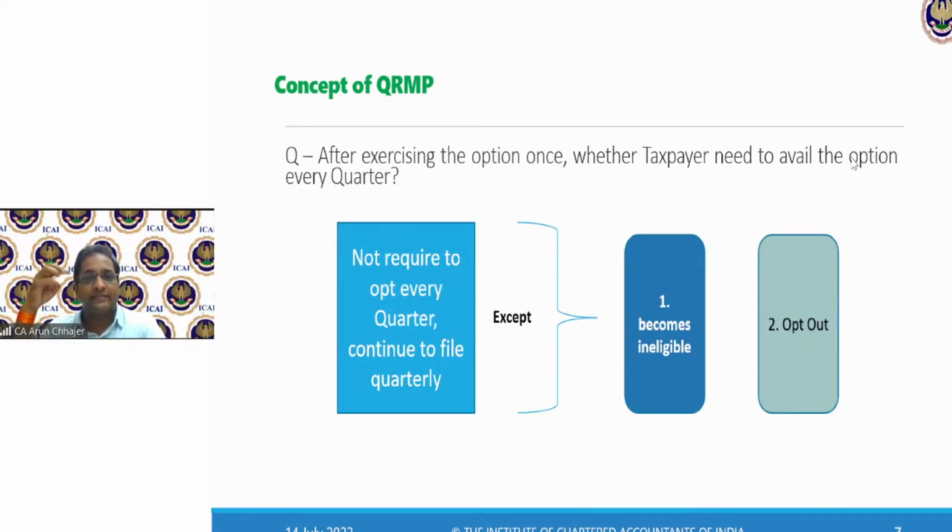It means I have 3 registrations. I can have some registrations under QRMP, or I can have the return filing system monthly for some registrations. There is no hard and fast rule that all the registrations should have the same frequency of GST return. Is it clear?